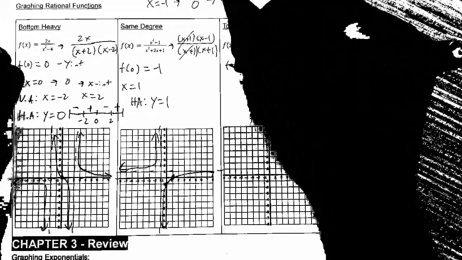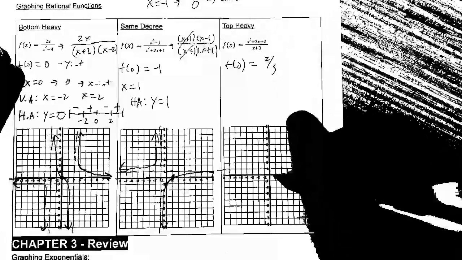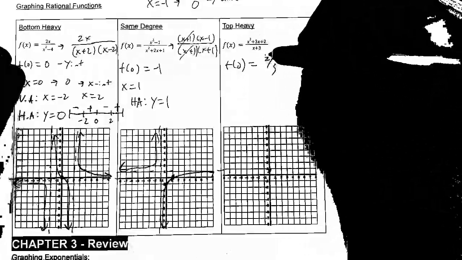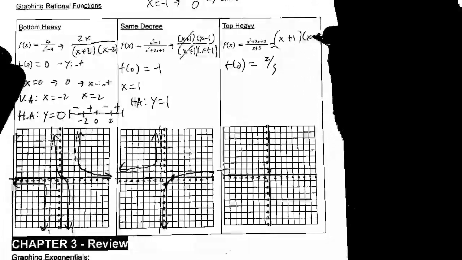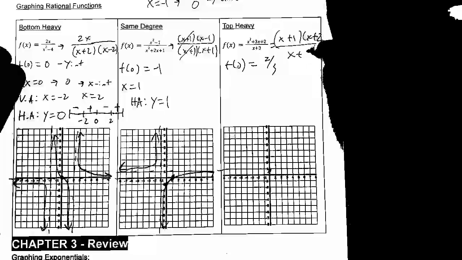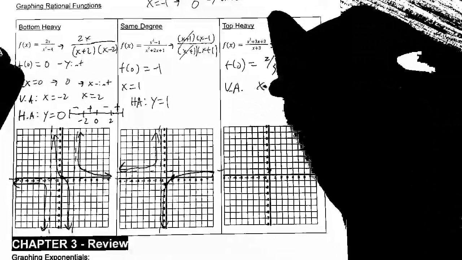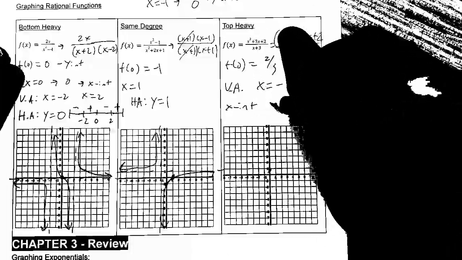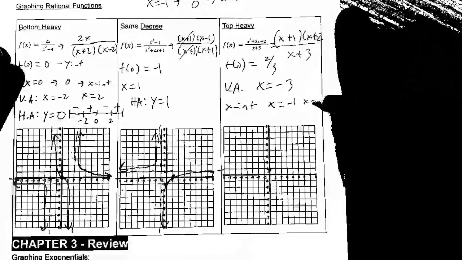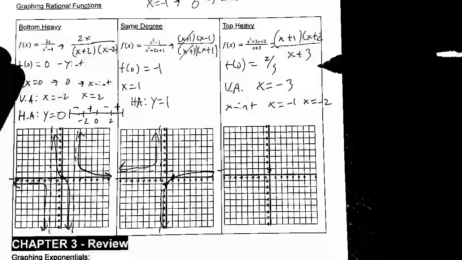Okay, so one more. Same thing. F of 0, plug it in, we get 2/3. Okay, right here. Let's factor top and bottom. We're going to get x plus 1, x plus 2 over x plus 3. Any holes? No holes, but we're going to have a vertical asymptote at x equals -3, and we're going to have x-intercepts at x equals -1 and x equals -2. I'm just setting the numerator and denominator equal to 0.